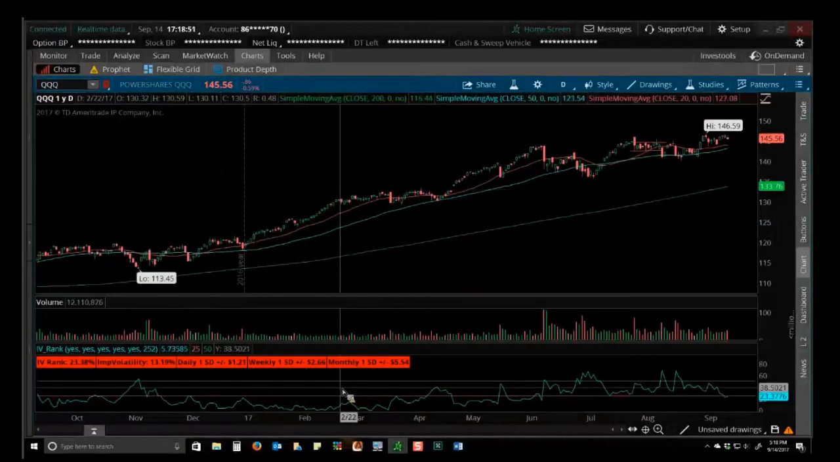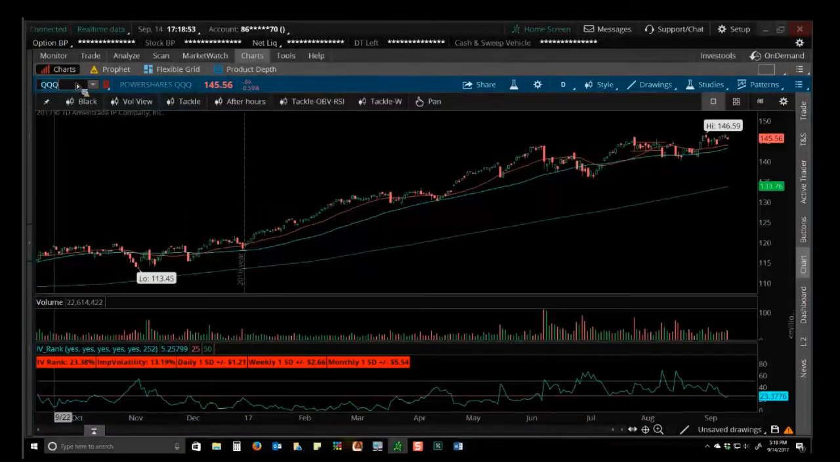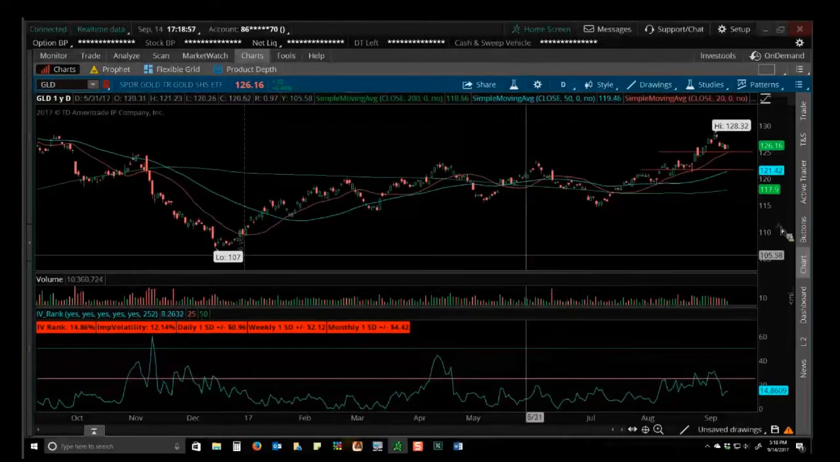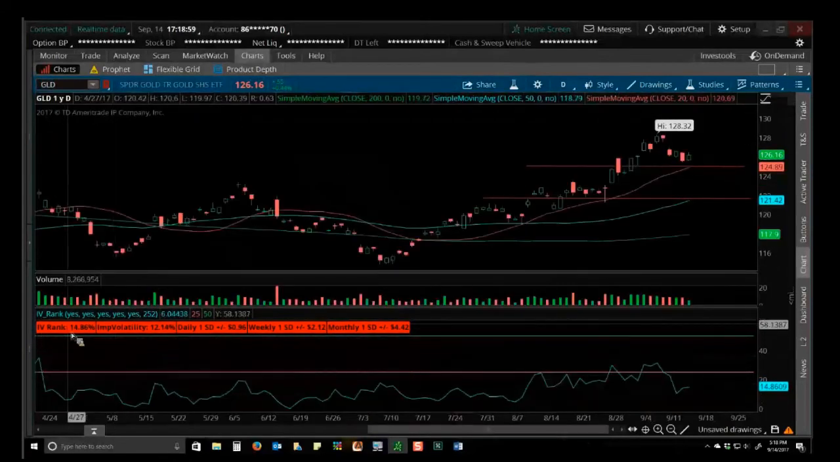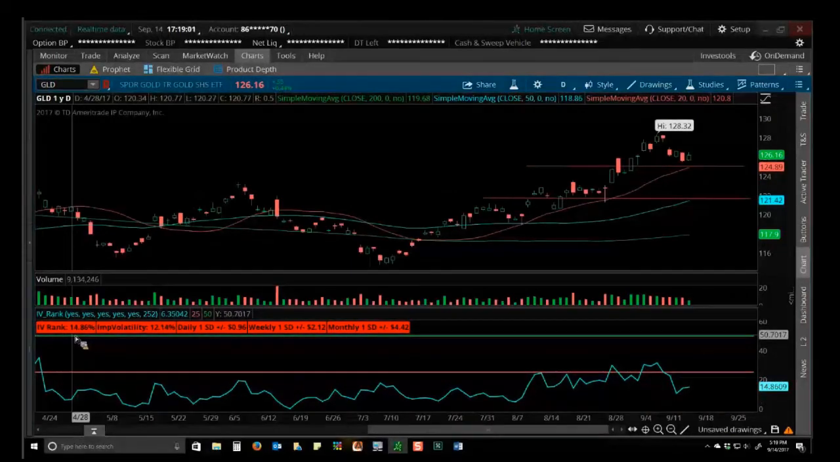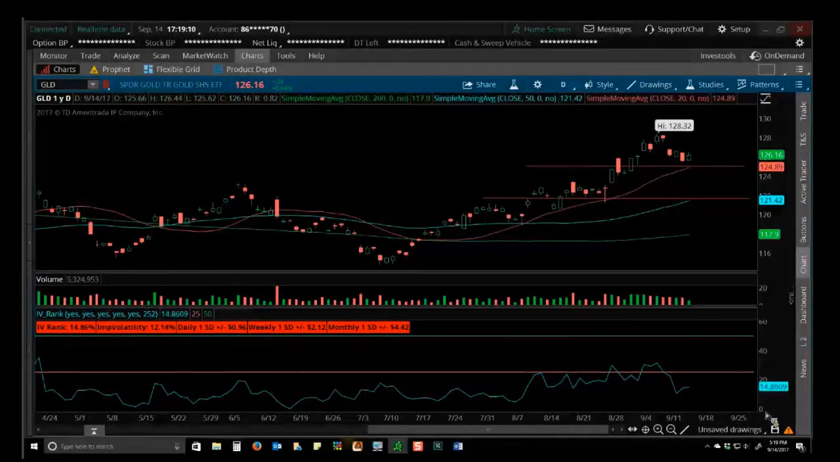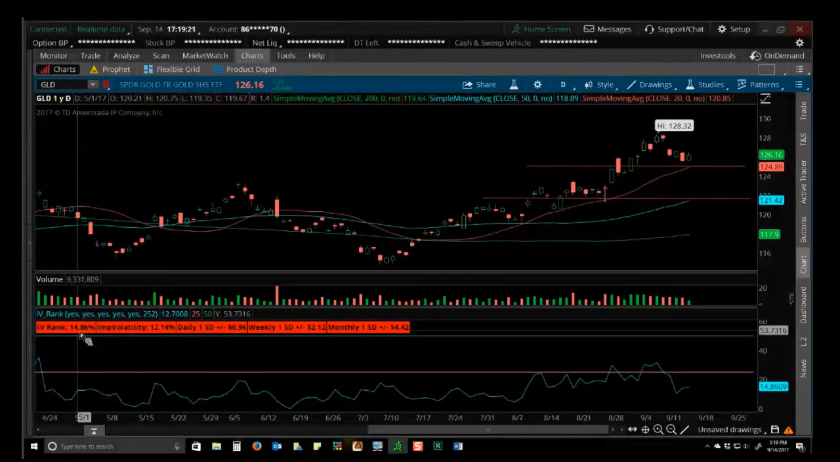So one thing I might look at is implied volatility to see if options are cheap or expensive in gold right now. I use an indicator for implied volatility called the IV rank, and that tells me basically what the IV is as a percentage of its 1 year range. If the IV rank was 0, that would be the low end of the 1 year range. 100 would be the high end. It's at 14%, that means it's pretty low.